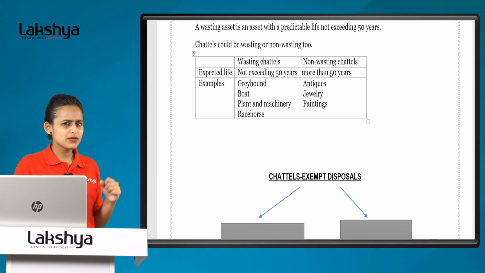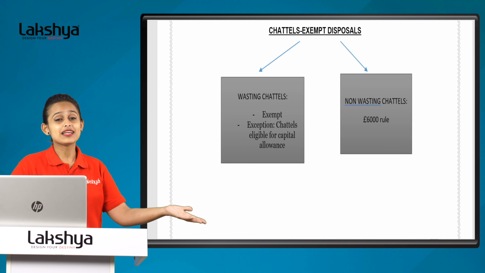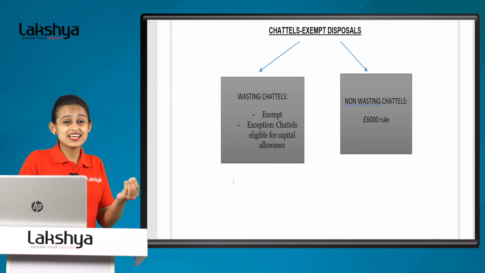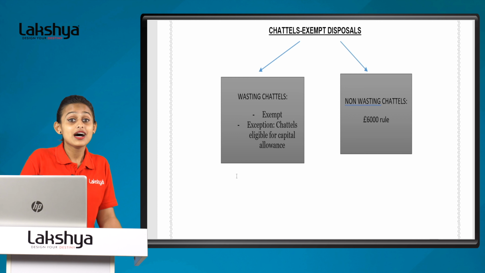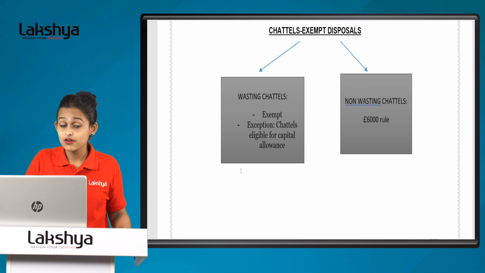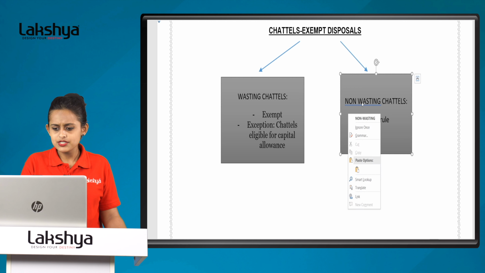Can you give me any examples of tangible movable property that has capital allowance? Correct. If you said plant and machinery, that's the correct answer. So basically all wasting chattels, all chattels that have a life of less than 50 years, are exempt except for those chattels that have capital allowances.